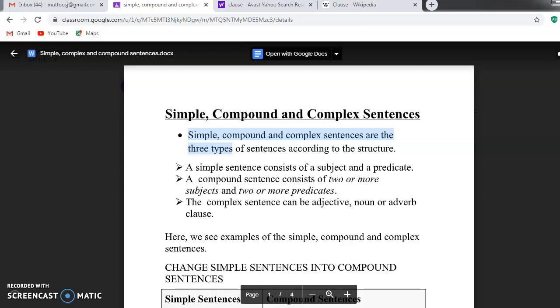Before we move on to the topic, what is a subject? A subject is a noun or pronoun. Then what is a predicate? A predicate is a verb, part or action.